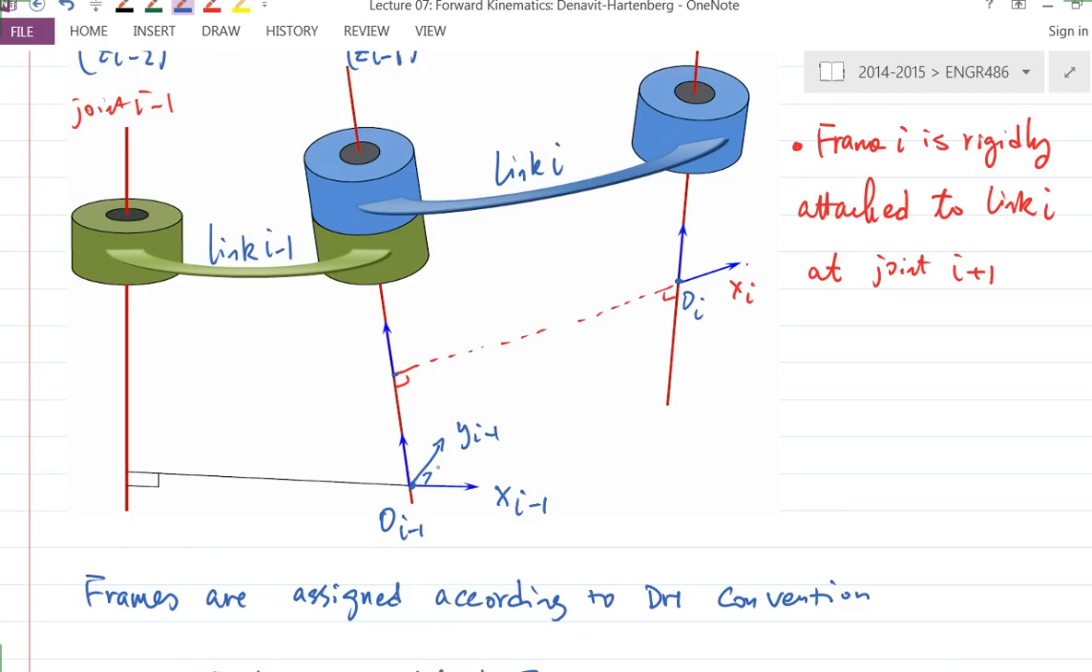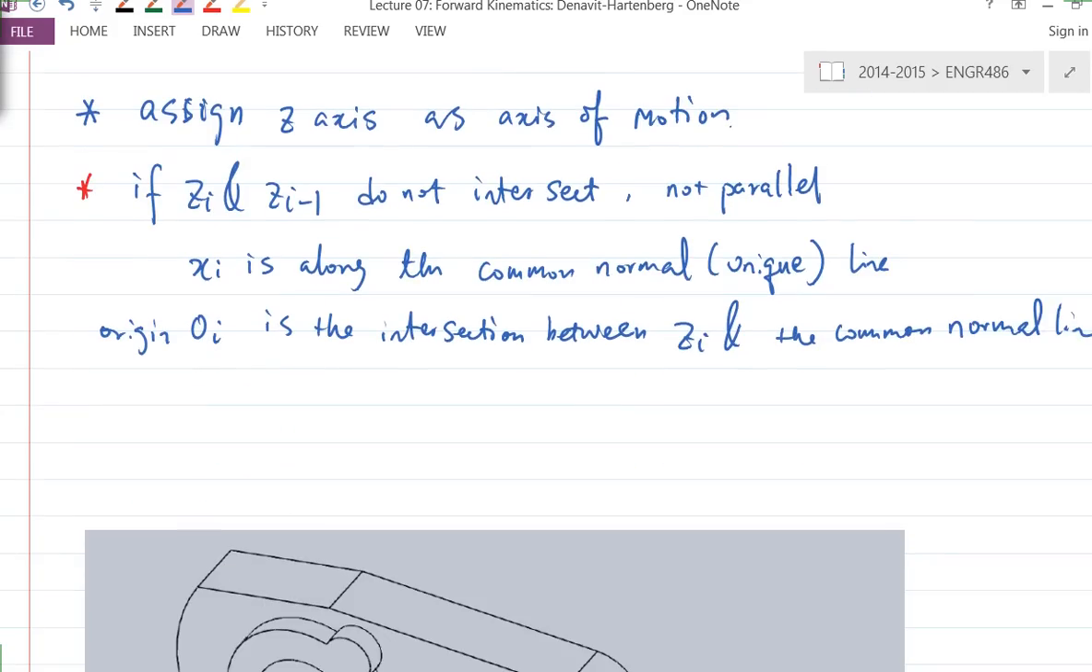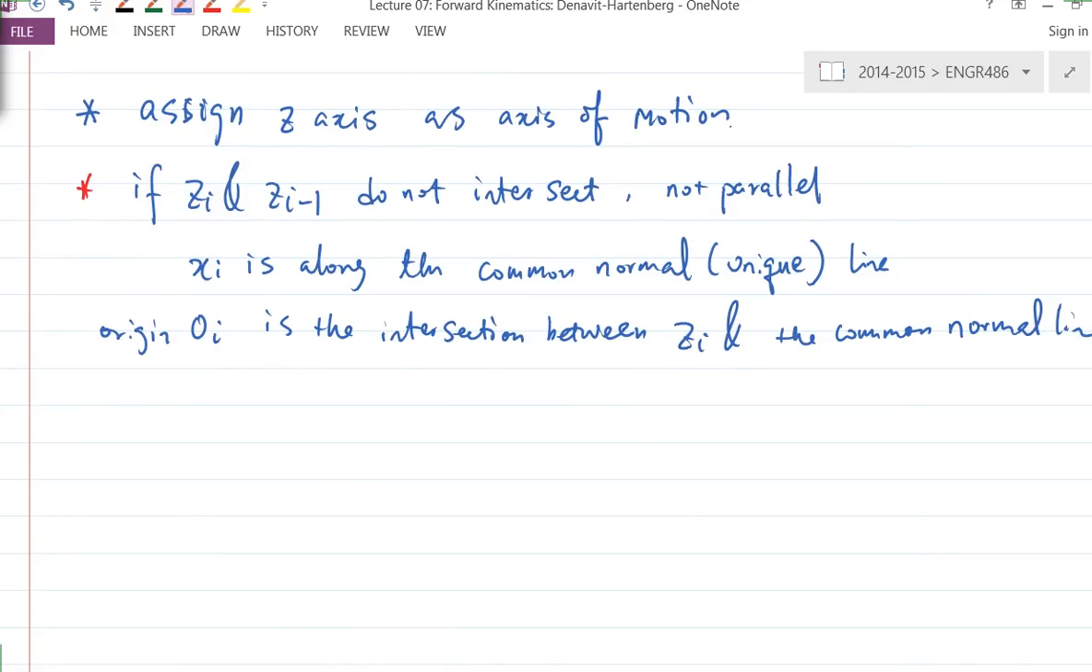Is that good? Okay, so now here's the trick: what if Zi and Zi minus 1 are parallel? They are parallel, but they don't intersect.